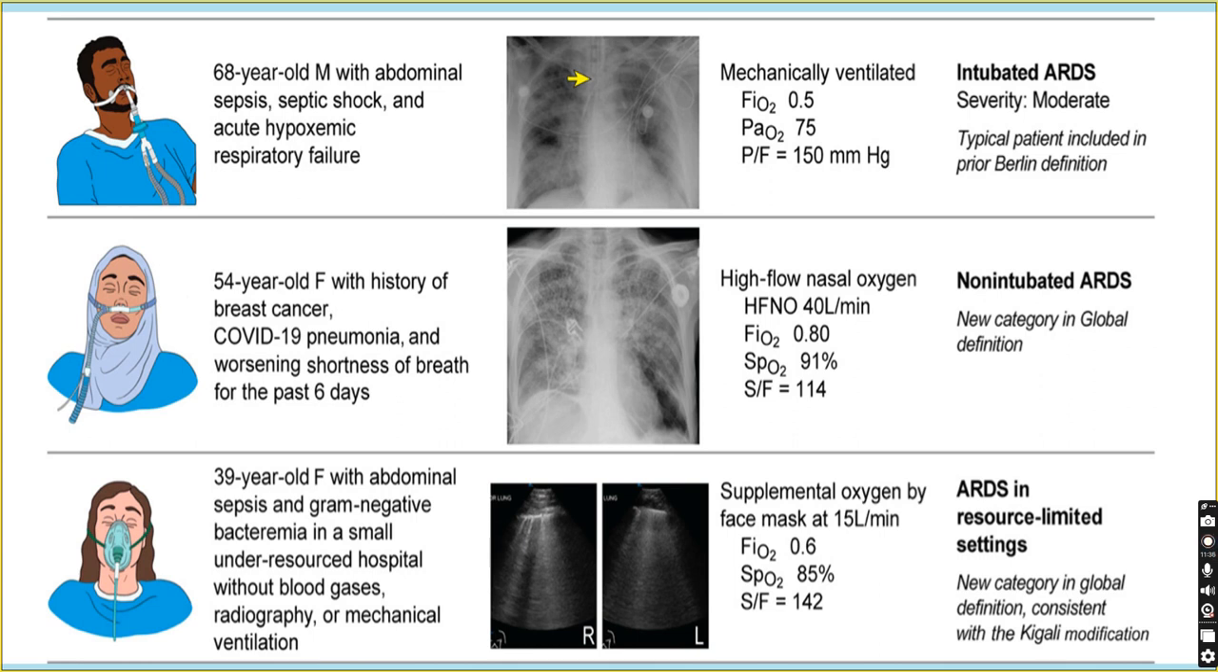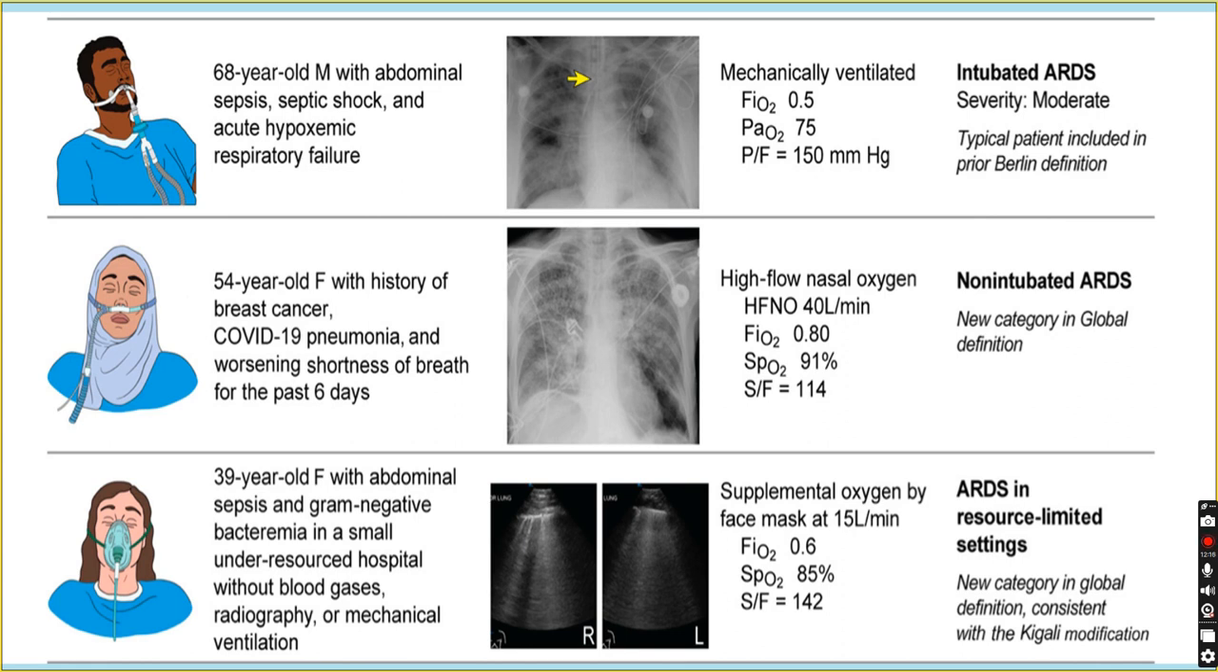Another lady, 54 years old, with a history of breast cancer and COVID-19 pneumonia, with worsening shortness of breath for the last 6 days. X-ray showed bilateral shadows. The patient is on high flow oxygen, 40 liters per minute with FiO2 of 0.8 and saturation 91. Without doing ABG, her saturation to FiO2 ratio is 114. So with the new category of the global definition, even in a non-intubated patient, this patient also comes as ARDS.